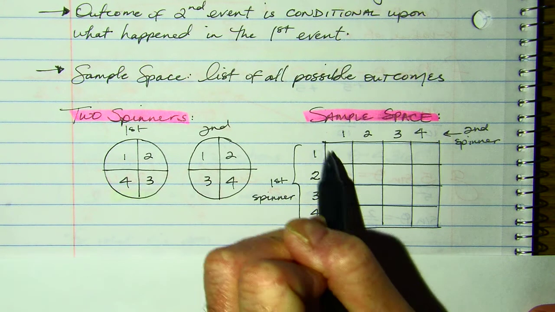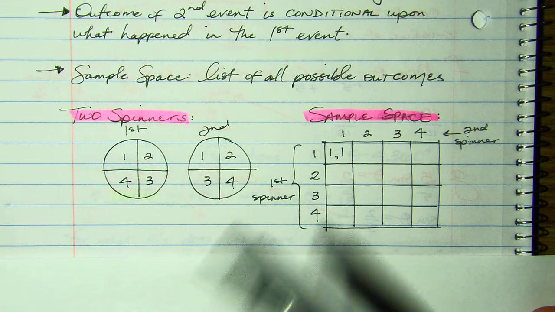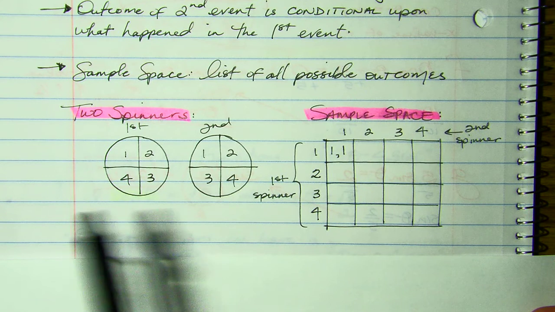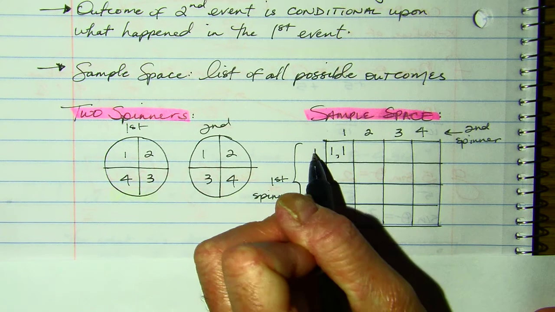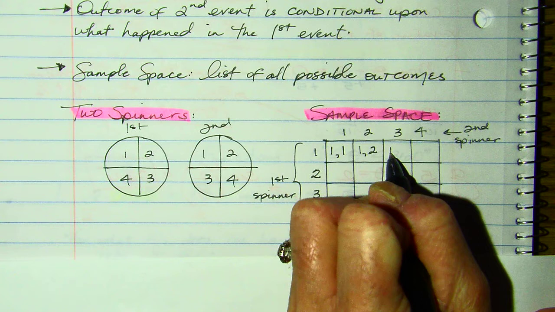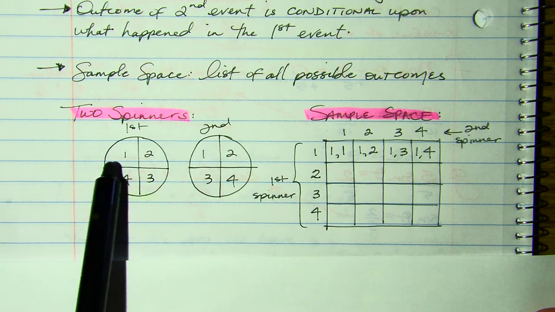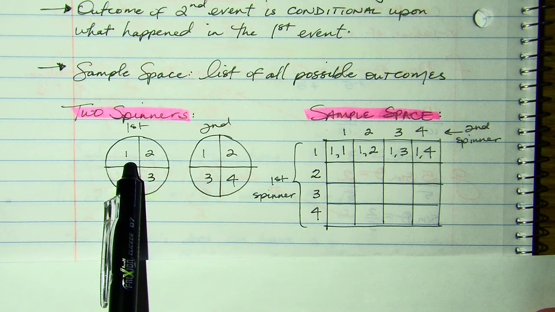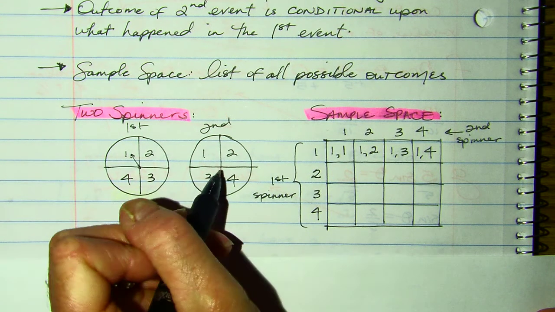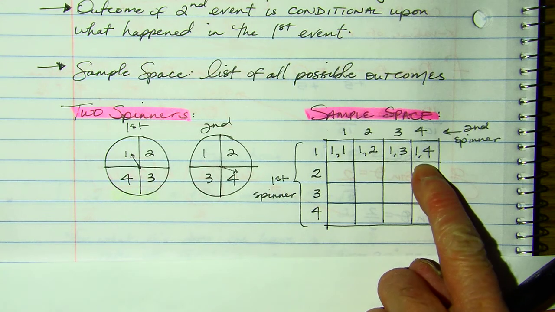This box here would be if I spun a 1 and I spun a 1 on the second. So that represents landing on a 1 for both. I'm listing the number on the left first. So if I spun a 1 and then a 2, a 1 and then a 3, a 1 and then a 4. This is if I spun the first spinner and landed on a 1, and then on the second spinner I landed on a 4. That's what this last box represents.